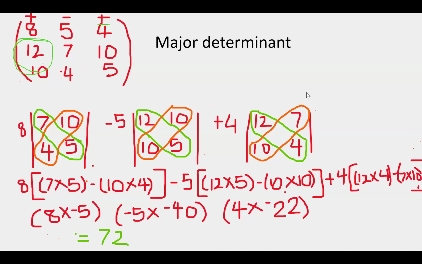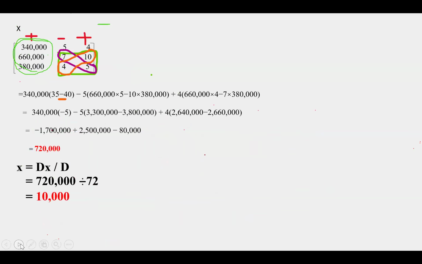So now we're going to find x. So how do we find x? Finding x requires us to first find the determinant of x and then divide it by the major determinant, which I've already attained.